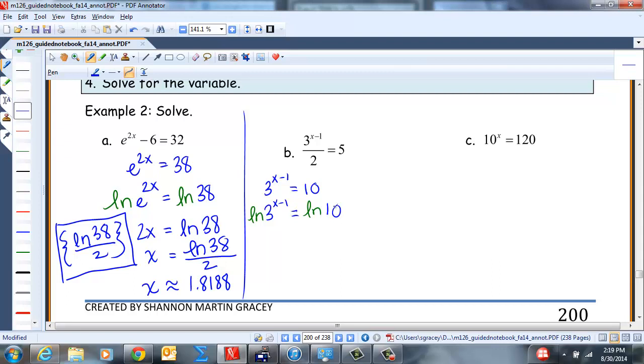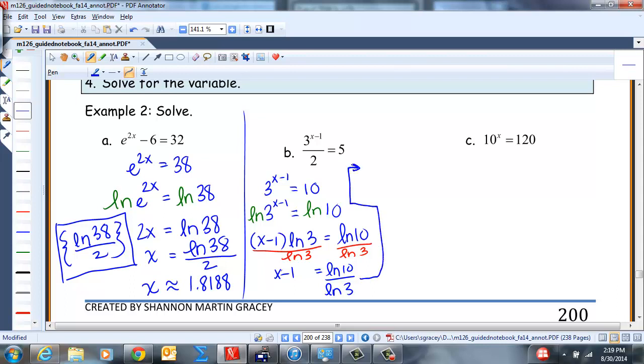All right, so here we go. We're going to use the power rule, right? So remember, we have 2 terms in that power, so we're going to put it in parentheses. And then we'll have natural log of 3 as a factor, and that's all equal to natural log of 10. Dividing both sides by natural log of 3, we'll have x minus 1 is natural log of 10 over natural log of 3. So then adding 1 to both sides, x will equal 1 plus natural log of 10 over natural log of 3.